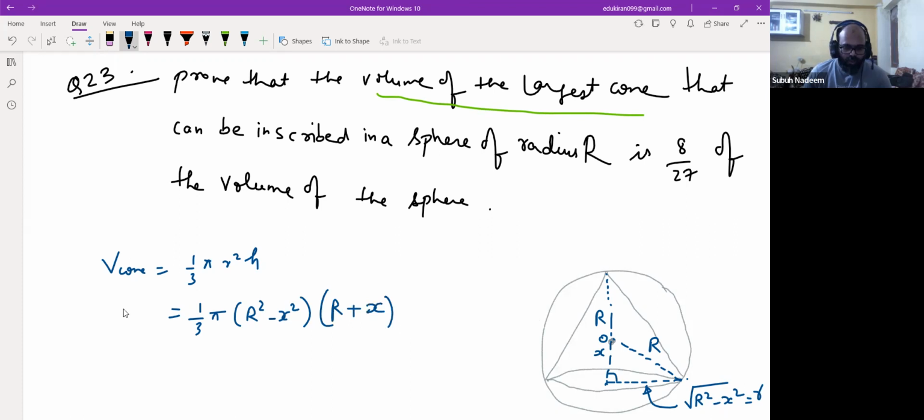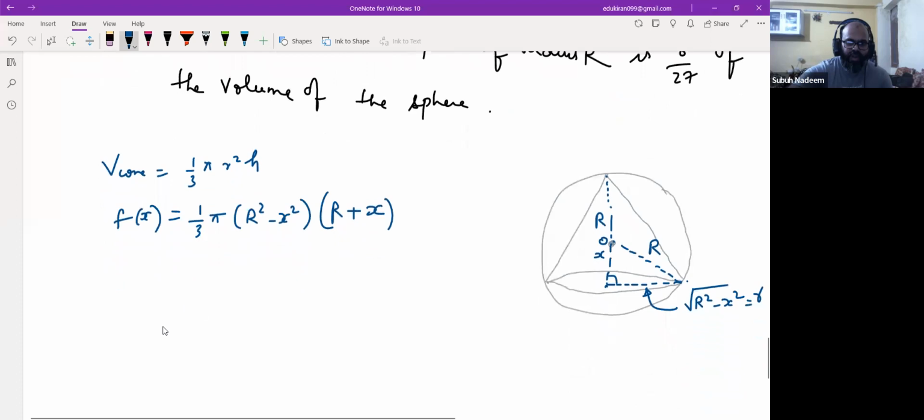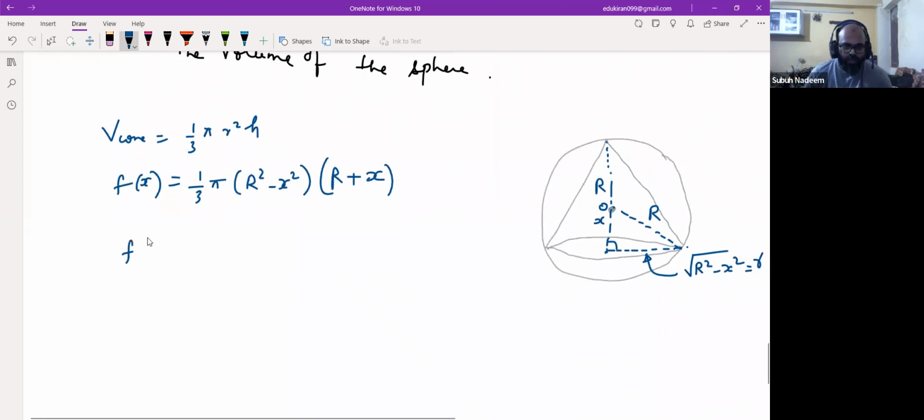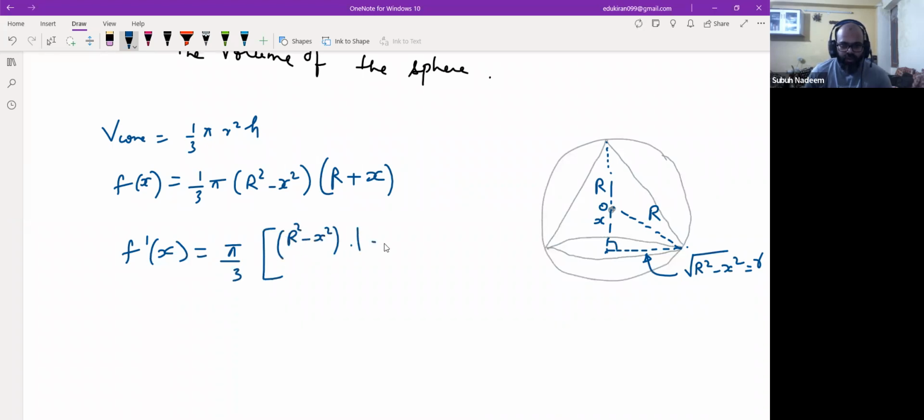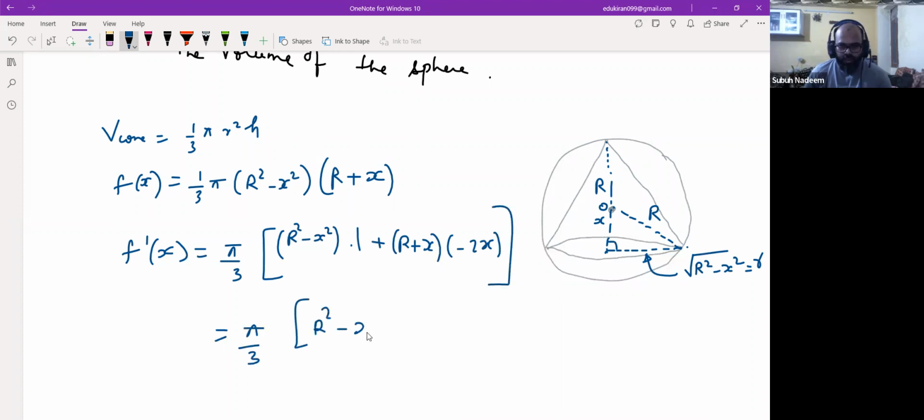Now this is a function of x. When will it be maximum? When f dash x is equal to 0. So we take f dash x, which is pi by 3, and apply the product rule: R square minus x square into 1 plus R plus x into minus 2x. Product rule we have applied. So pi by 3, R square minus x square minus 2Rx minus 2x square.